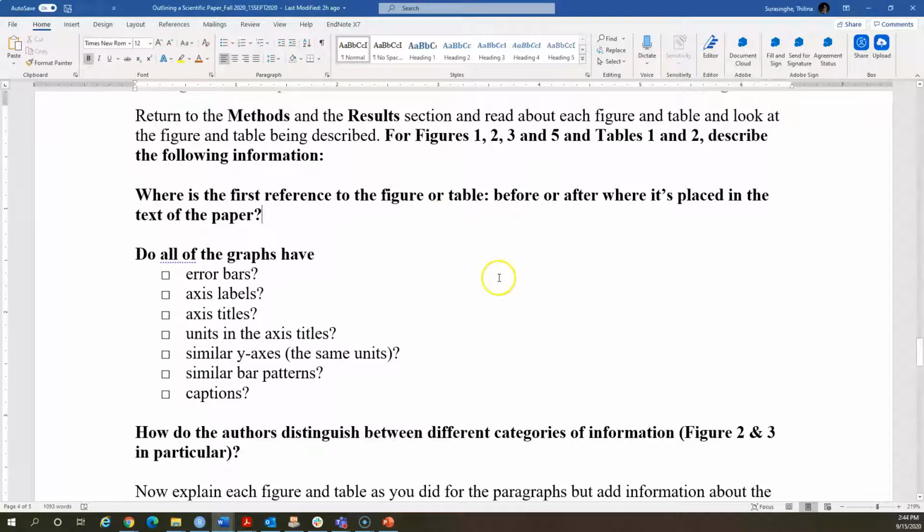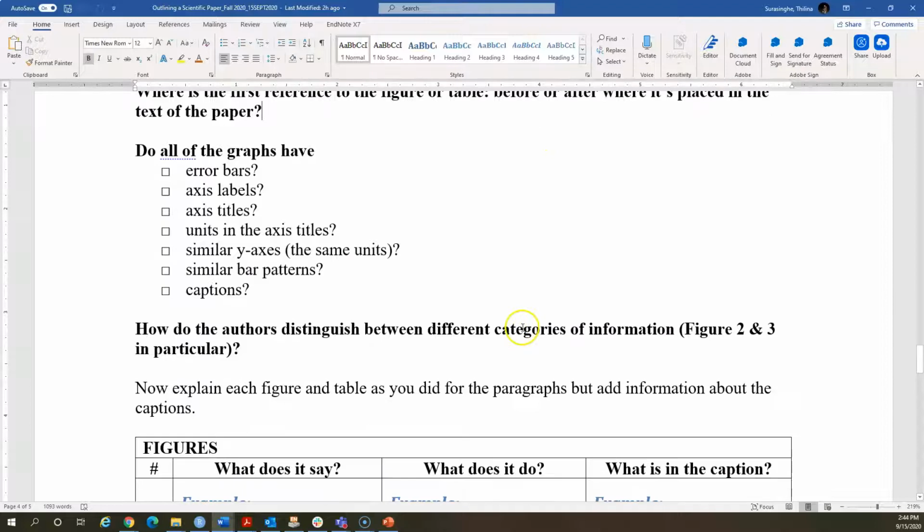Right. So do that for table 1 and 2, figure 1, 2, 3, 5, right? That's it. And I actually already showed the context of table 1 and 2, and others are not, as well as figure 1. So all you have to figure out is 2, 3, 5 by yourself. Do all of the graphs have these components?